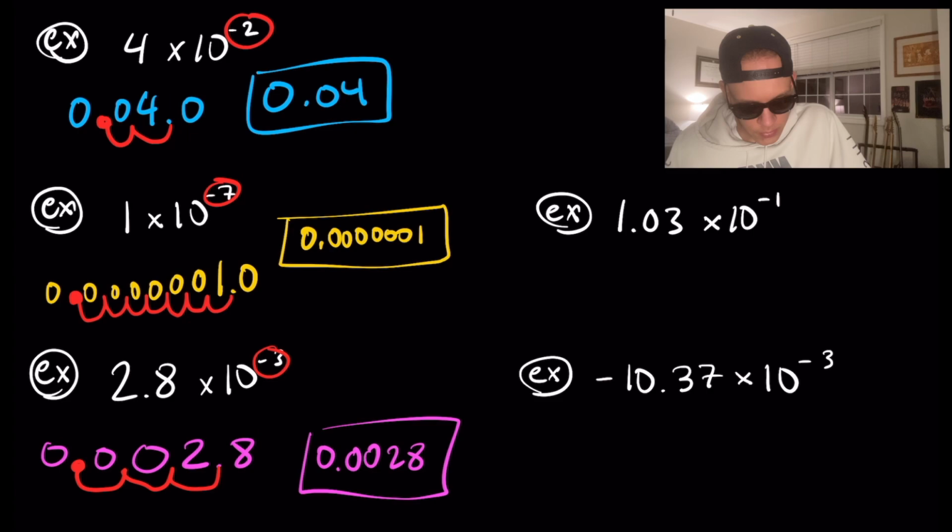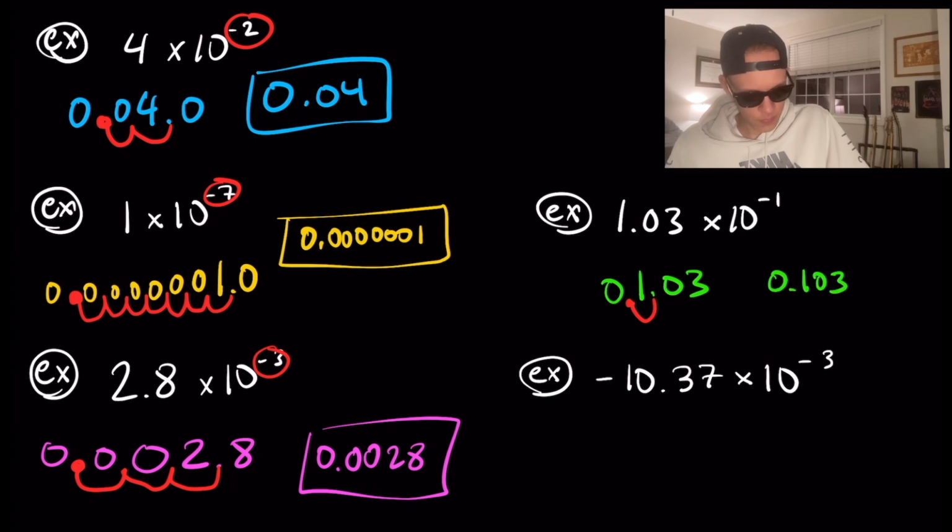Okay, let's go green. All right, 1.03 times 10 to the negative 1st. 1.03 already in decimal form, and we're going to move that decimal place 1 to the left. So it's going to be here. And all we need to do really is just put a 0 in front of that decimal or to the left of it. Final answer will be 0.103.